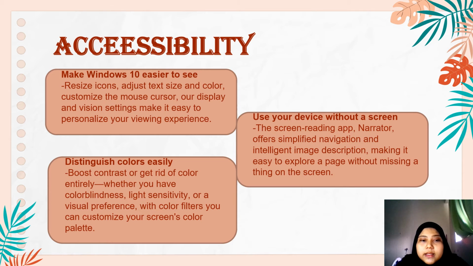Next, accessibility. First, make Windows 10 easy to see. Resize icons, adjust text size and color, customize the mouse cursor or display and vision settings, to make it easy to personalize your viewing experience. Second, use your device without a screen. The screen reading app Narrator offers simplified navigation and intelligent image description, making it easy to explore a page without missing a thing on the screen. And then distinguish colors easily. Use high contrast or get rid of color entirely whether you have color blindness, light sensitivity, or a visual preference. With color filters, you can customize your screen's color palette.